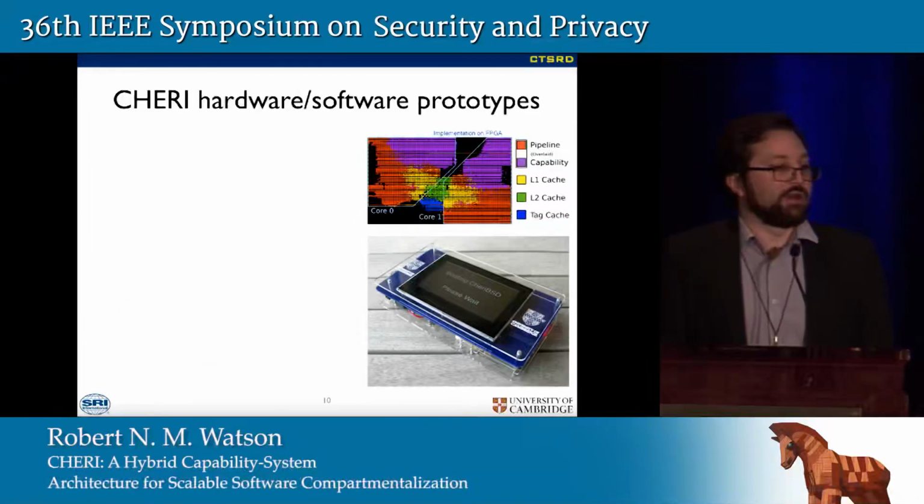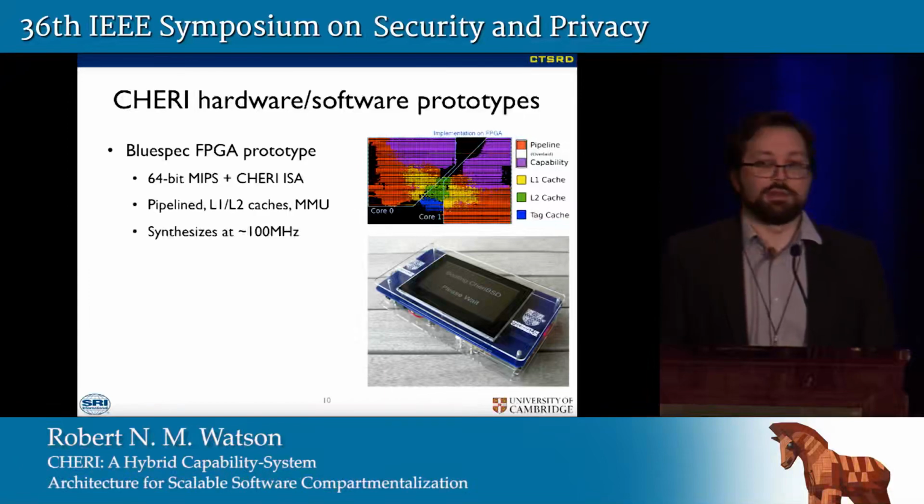So we have built a hardware-software prototype of this. We implemented, using the BlueSpec hardware description language, a 64-bit pipeline processor using the 64-bit MIPS ISA. We also have our CHERI extensions to it. It is a mature but small processor, which is to say it is not superscalar, but it does have a memory management unit and L1 and L2 caches. It is comparable to the processors you will find in small embedded devices. And we synthesize this at about 100 megahertz on an off-the-shelf Altera FPGA.